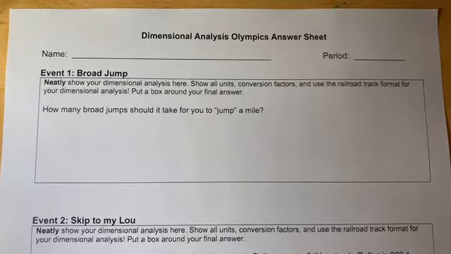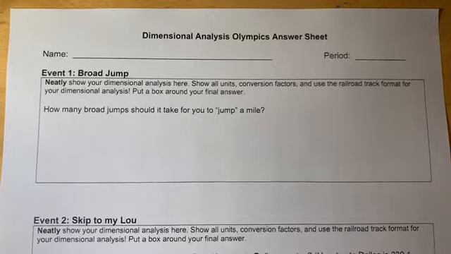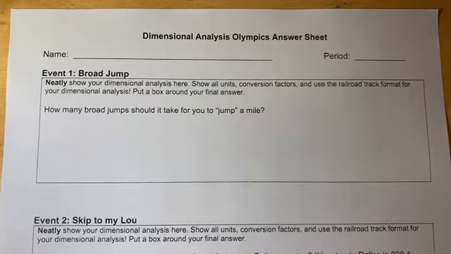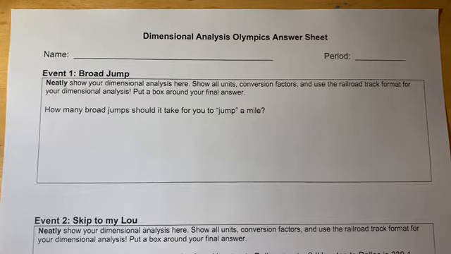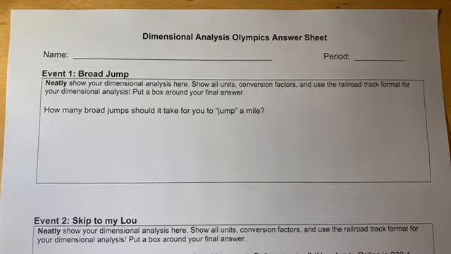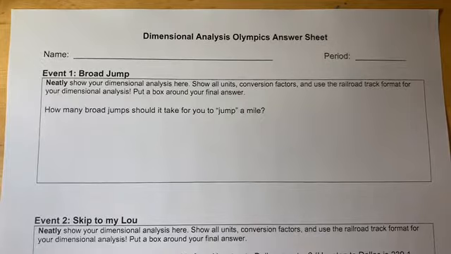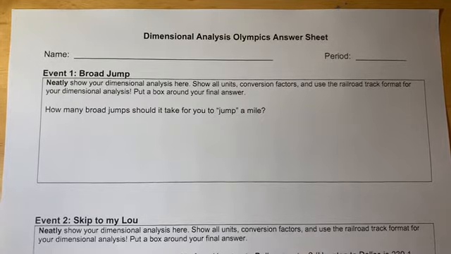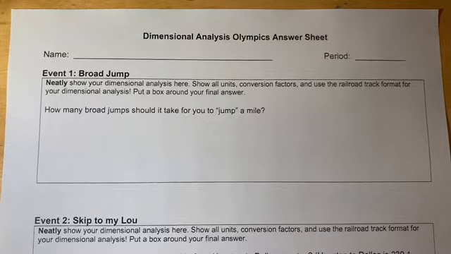All right, so let's go ahead and go over your dimensional analysis Olympics answer sheet. In event number 1, we did the broad jump. We're going to neatly show your dimensional analysis here: show all units, conversion factors, and use the railroad track format, and then put a box around your final answer. Our first question is, how many broad jumps should it take for you to jump a mile?